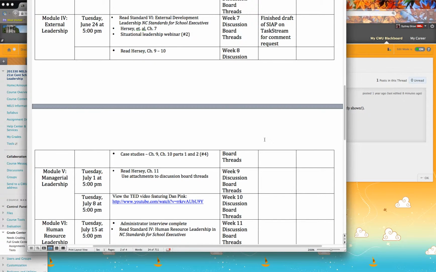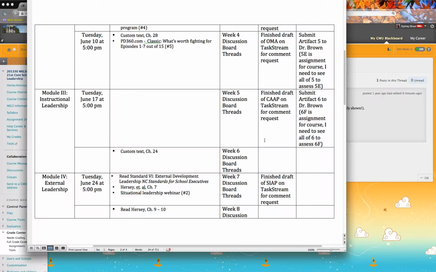One of the things I've noticed as I've been grading your work for 5E and 6F is that I'll provide you with feedback for revisions and let you know whether or not I need to see it again or whether or not you're ready to post to TaskStream for comment requests. So make sure you read your feedback. One of the things I am assessing is whether or not you have written a summary related to the descriptors that are aligned with the work you do in 5E and 6F.